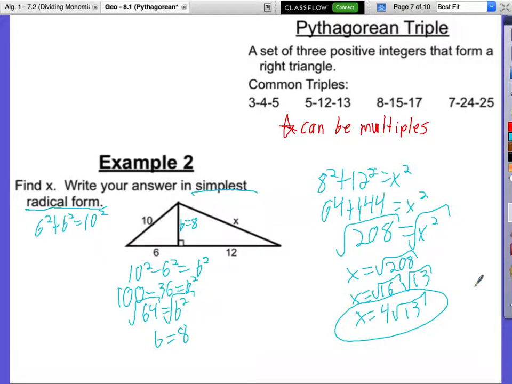Be careful to answer how it asks. If it asks for decimals to a certain number of digits, do that. If it asks for simplest radical form, do that. Be careful.